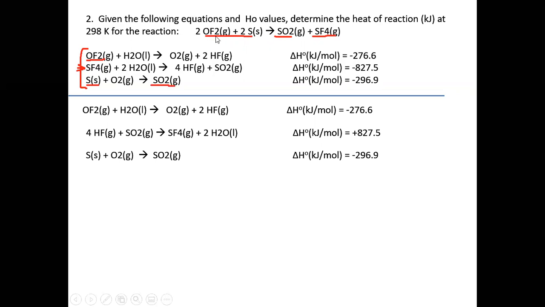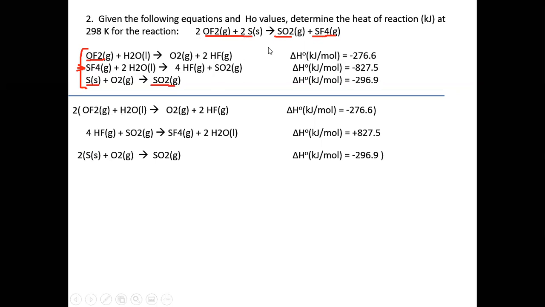So in front of OF2, we have a 2. In front of sulfur, we have a 2. But in the equations with OF2 and sulfur, we have a 1. So we're going to need to multiply these two equations by something to make it a 2 here instead of a 1. So we're going to multiply both of them by 2.